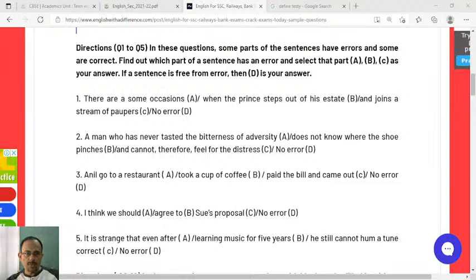Yes, I'm waiting for you, dear students. Please do answer the questions. Which part do you think there is an error? A, B, C, D. If you think there is no error, you can write D. Otherwise, the part in which you think there is an error, you have to write that particular part, A, B, C, or D. So tell me, in which part do you have the error?